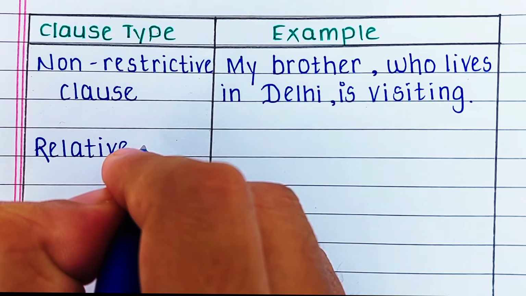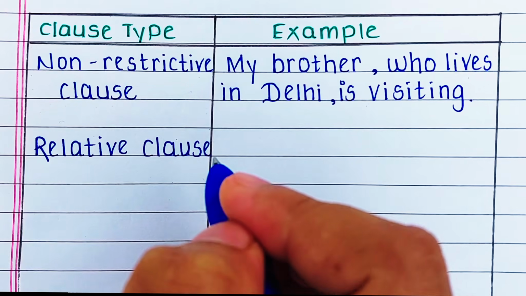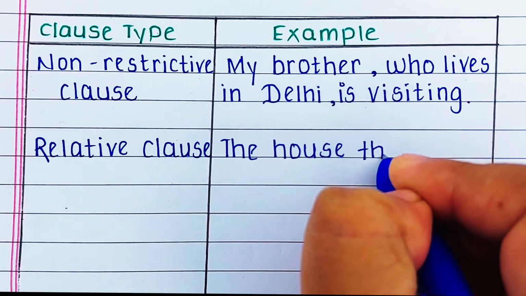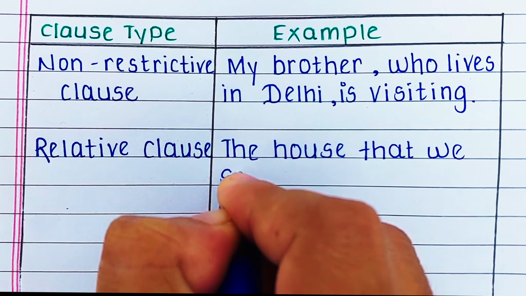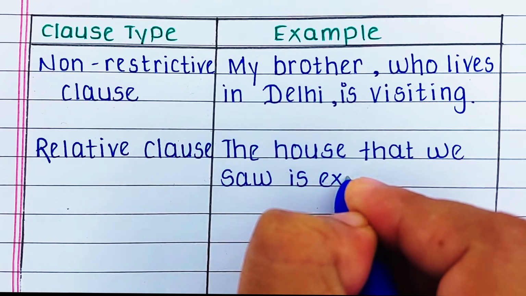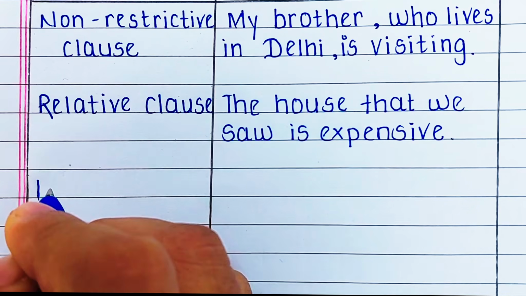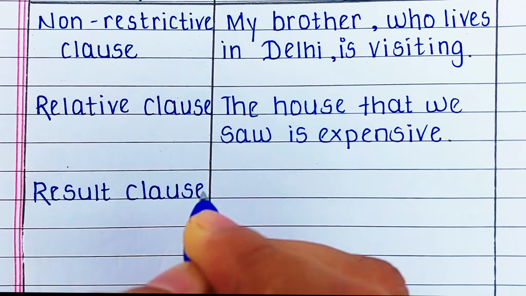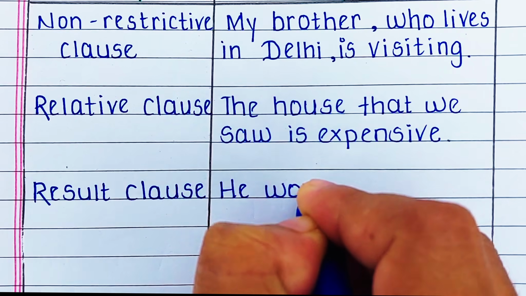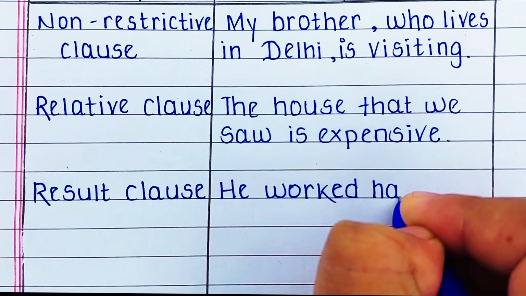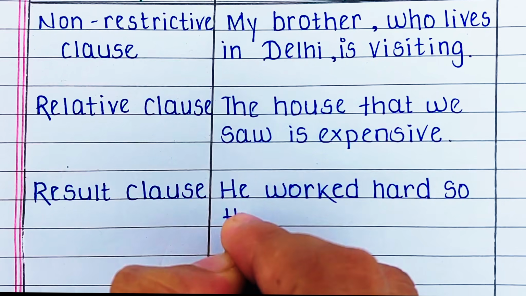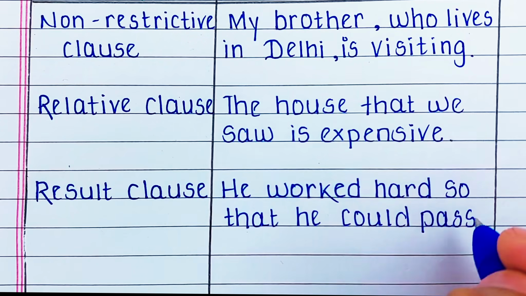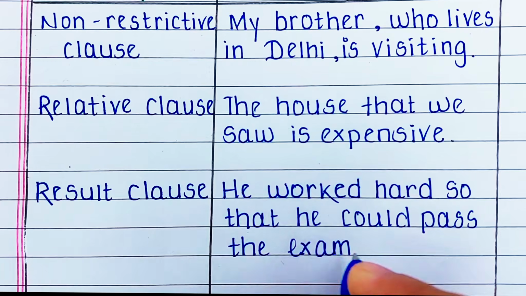The next type is the relative clause. Relative clauses are introduced by who, whom, which, that. For example, the house that we saw is expensive. Next is the result clause. A result clause, as the name suggests, shows result. These clauses are also introduced by so that, such that, etc. For example, he worked hard so that he could pass the exam.